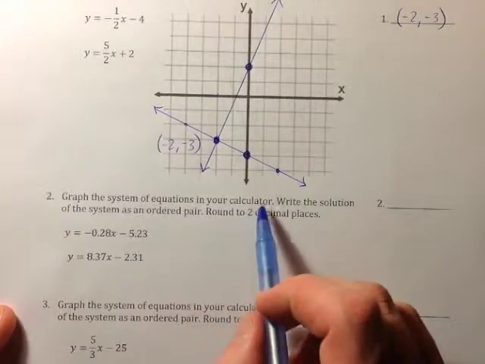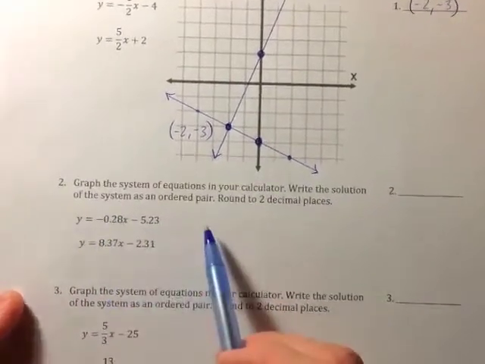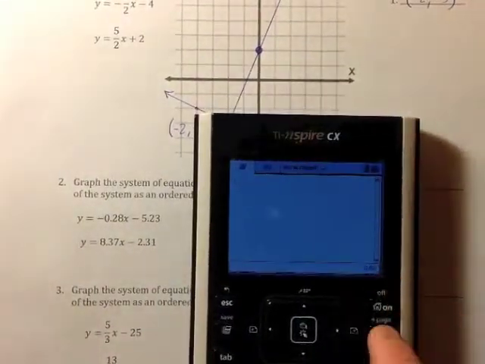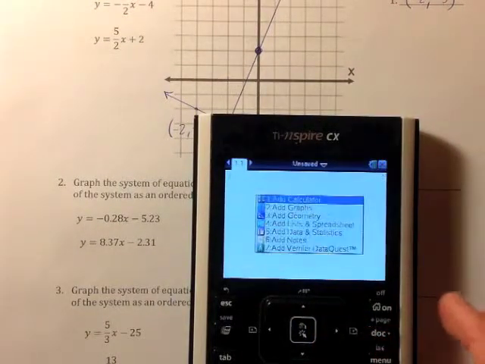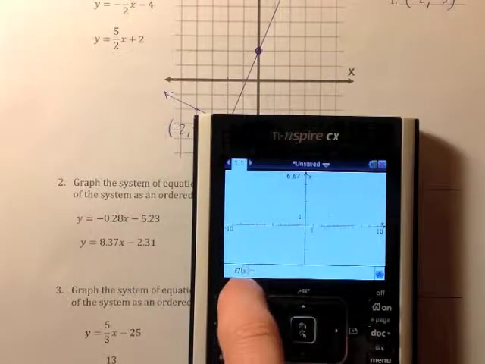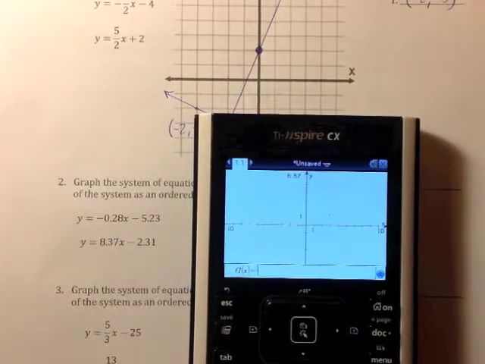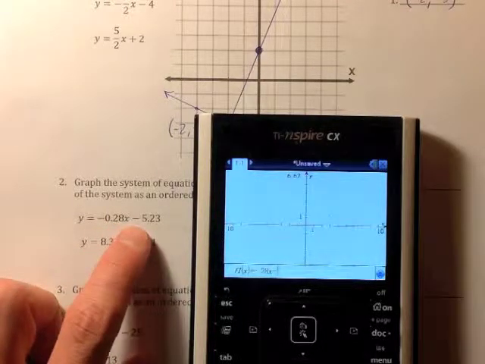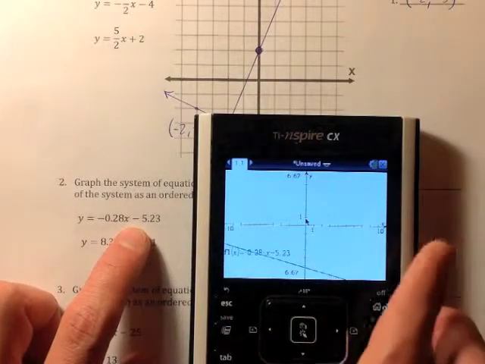Graph the system of equations in your calculator and then write the solution of the system as an ordered pair. Okay, so here's our system of equations. Now, in order to graph this, we're going to go to Doc, File, New. No, I don't want to save. Add a graph. Okay, so our first equation is y equals, so just leave it the way it is, -0.28 times x minus 5.23. Enter. So here's our first line.